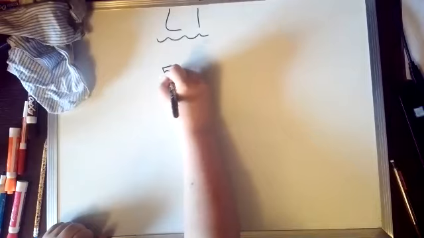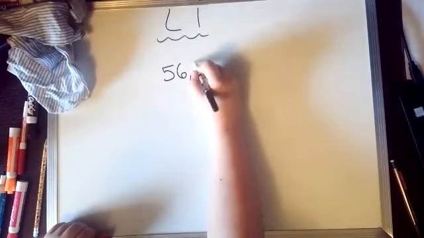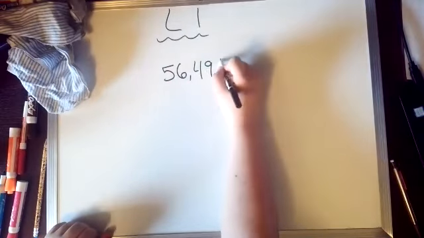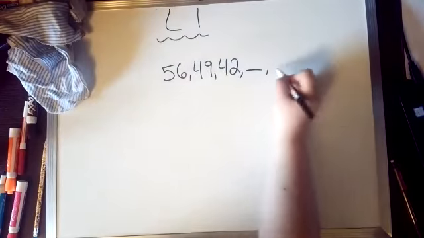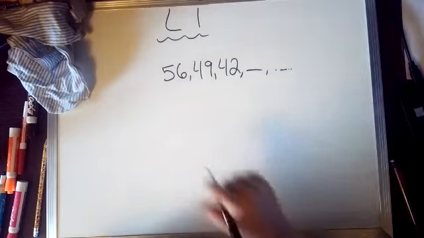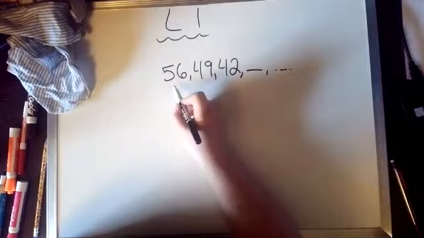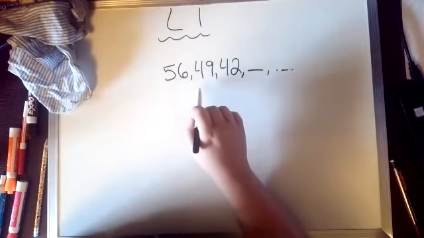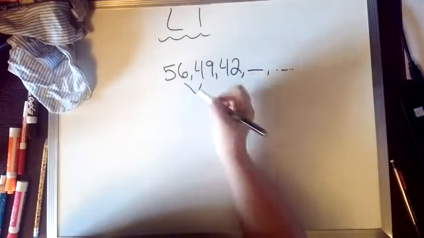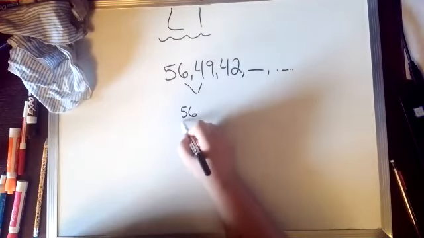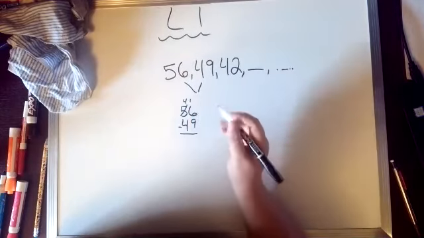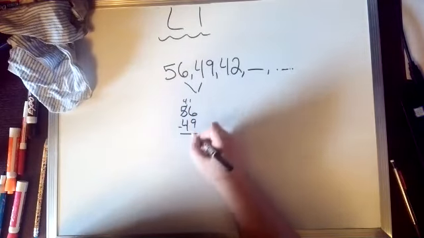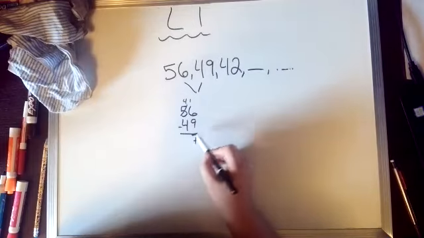Now, what if it was going in the opposite direction? What if I had the sequence 56, 49, 42, and then I had 1 term to figure out? Well, this time, my sequence seems to be going down, which means I am subtracting a number. So let's see what the difference is between these two. 56, take away 49, 1, 2, 3, 4, 5, 6, 7, 8, 9. 4 times 4, take away 4 is 0.